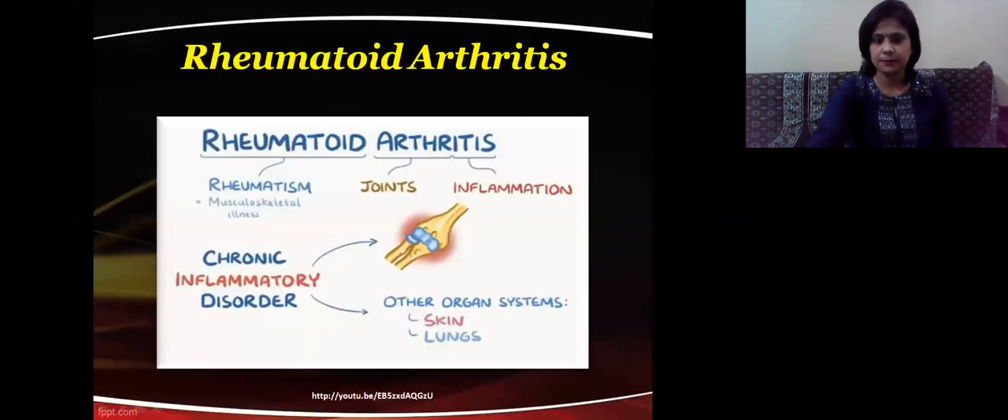Rheumatoid arthritis. Here, rheumatoid refers to rheumatism, which is a musculoskeletal illness. Arth means joints, itis means inflammation. So, rheumatoid arthritis is a chronic inflammatory disorder in which the joints are affected. But along with joints, even other organ systems like skin and lungs are also involved in this disease.